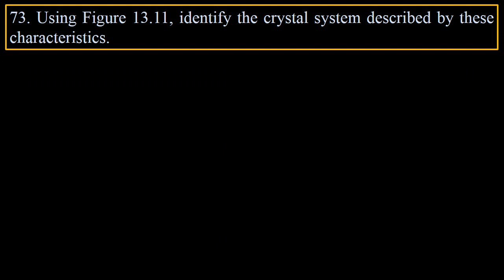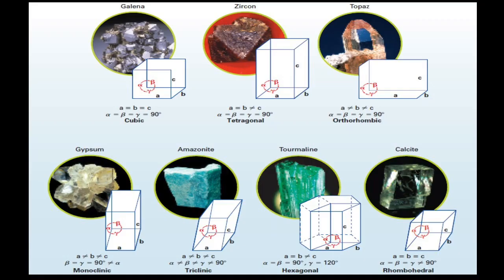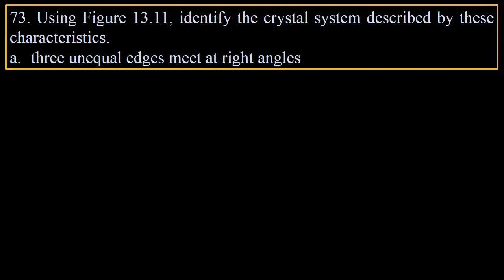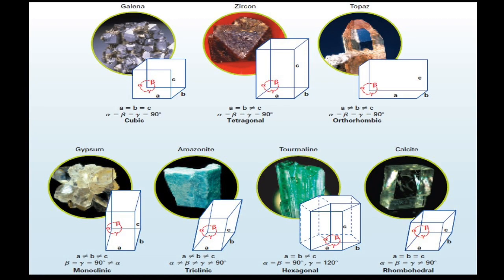Here are the crystals, the seven crystals you have to know. Use figure 13.11, which I just showed you. Identify the crystal system described by these characteristics. There they are. Very interesting. It gives the ideas of what the sides, the relationship between the sides or among the sides and among the angles. What is three unequal edges meet at right angles? Three unequal at right angles.